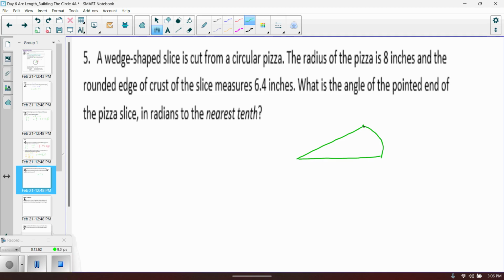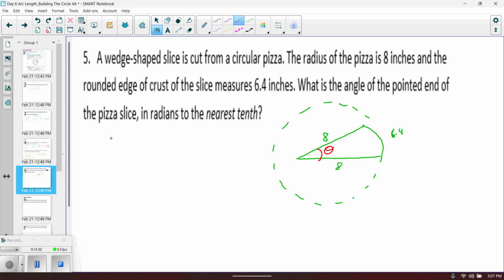It says that the radius of the pizza is 8 inches. So each one of these sides here is 8. It says that the rounded edge of the slice measures 6.4 inches. So really what that's given us is the arc length, the length around the outside, because if you were to keep drawing that pizza all the way around, that was a horrible drawing, but you get the idea. That's a 6.4 measure of the arc. So what is the angle of the pointed end of the pizza slice? In other words, we're looking for our central angle, the angle in between there.